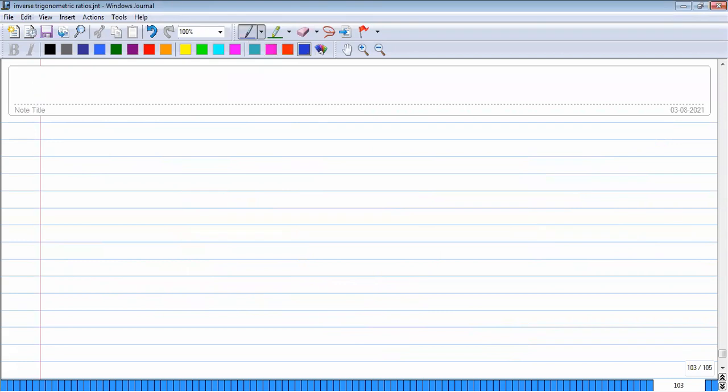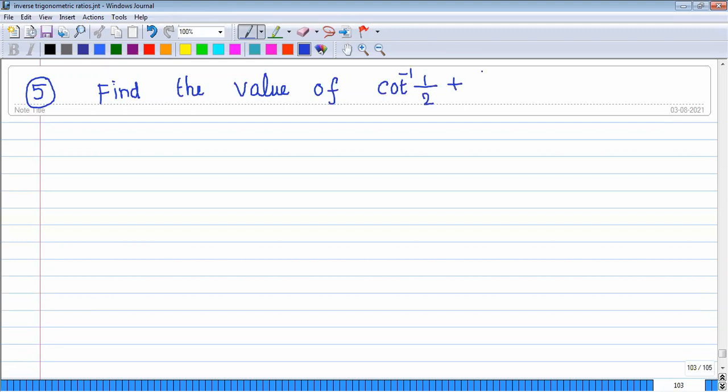Now, fifth question. Find the value of cot inverse 1 upon 2 plus cot inverse 1 upon 3.